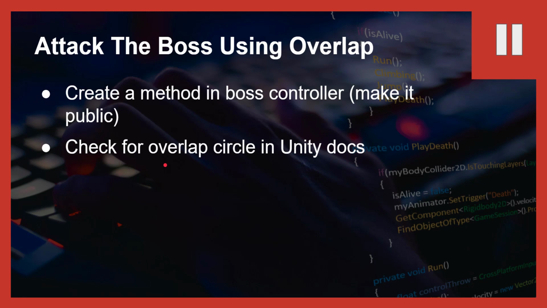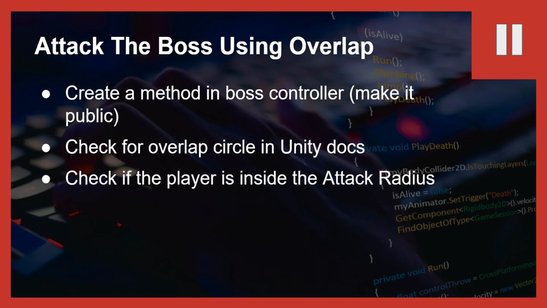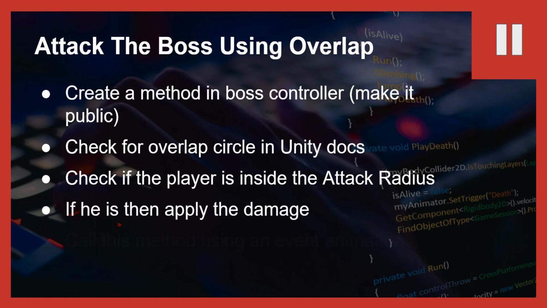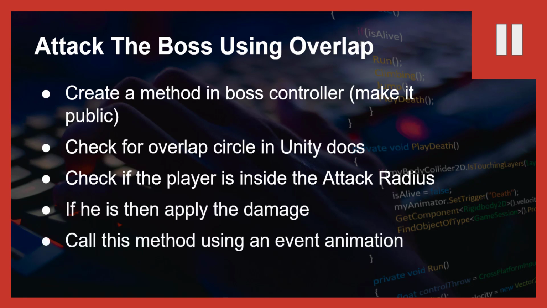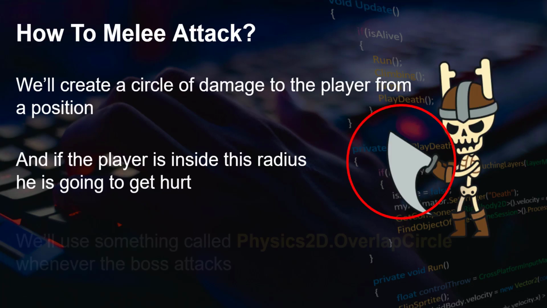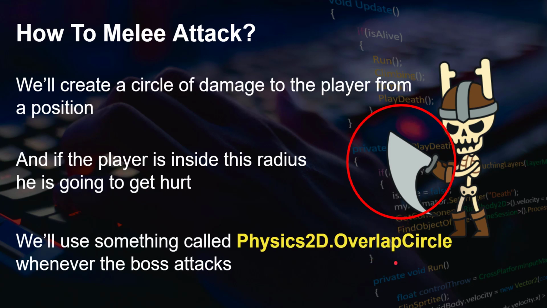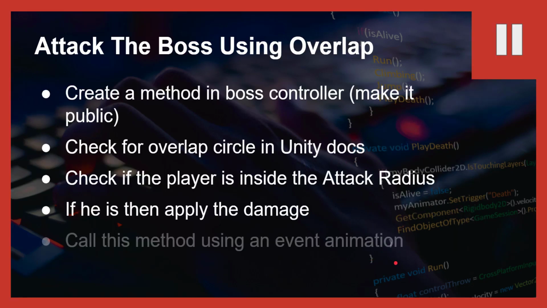You'll need to go see how everything works. You'll need to check if the player is inside the attack radius. If he is, then we will apply damage. Call this method using an animation event. So with that out of the way, remember, let me just show you something. It's called Physics2D.OverlapCircle. And now pause the video and go ahead and do the challenge.